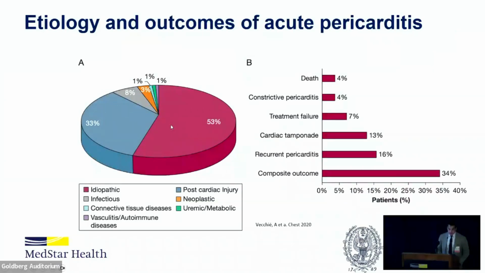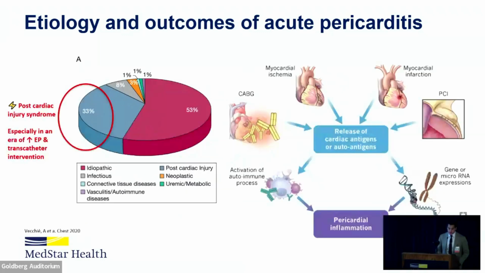In terms of etiology and outcomes of pericarditis, I thought this was really interesting. This was published in 2020, based on looking at a cohort of patients from a pharma registry, where they found roughly about a third of patients in the United States, looking back about 2 decades up until 2020, had evidence of post-cardiac injury syndrome. So the reason they had pericarditis was likely an iatrogenic etiology.